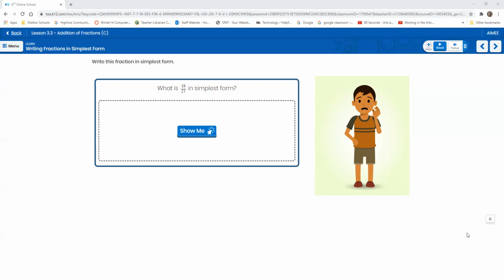Remember, I'm using method 1 here. I'm doing several divisions to get down. So now I have 6/9. I know that 6/9 can be divided again by 3. 6 is divisible by 3, and so is 9. So I'm going to divide again by 3. 6 divided by 3, you may already know the answer, is 2.